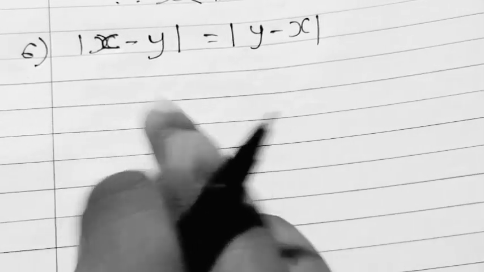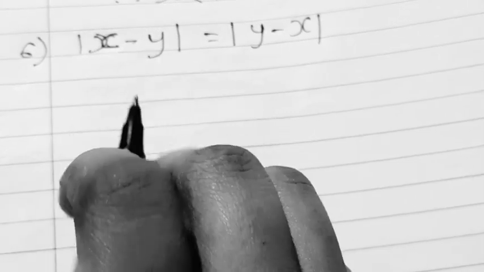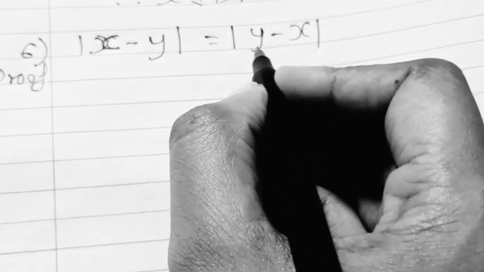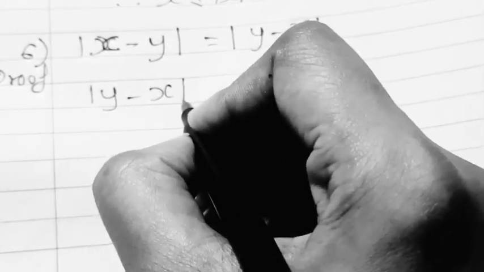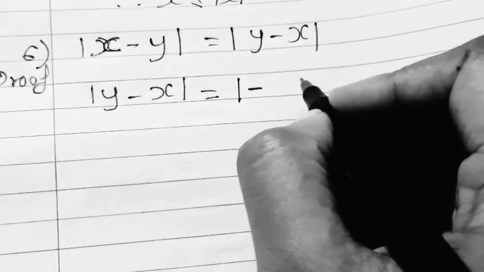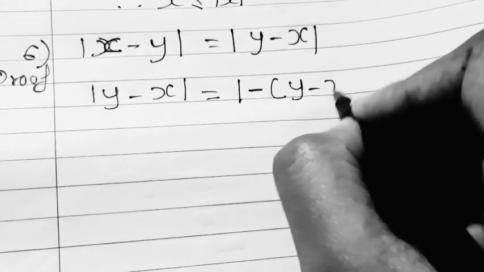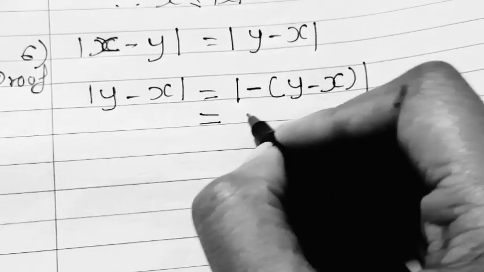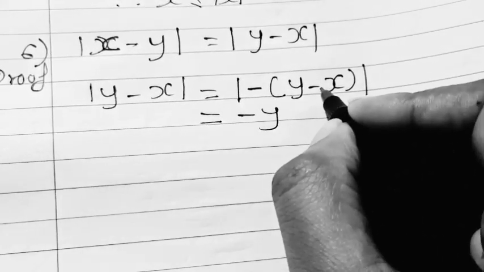Okay, now let us prove this one. You all can take down: modulus of x minus y is equal to modulus of y minus x. We need to prove this. So how are we going to prove this? First write down modulus of y minus x. Let us take this one and prove. So modulus of y minus x is equal to nothing but, let me put a minus sign here and then y minus x. Now this is equal to, now minus y and minus minus will be plus x.